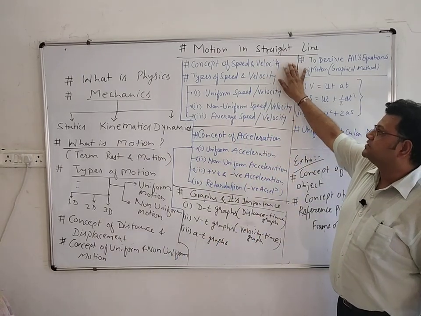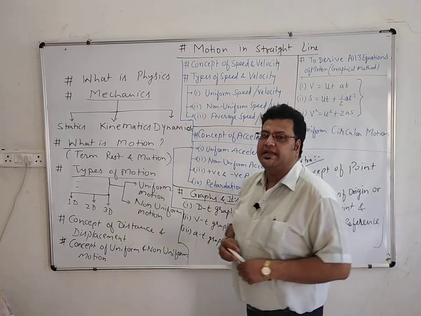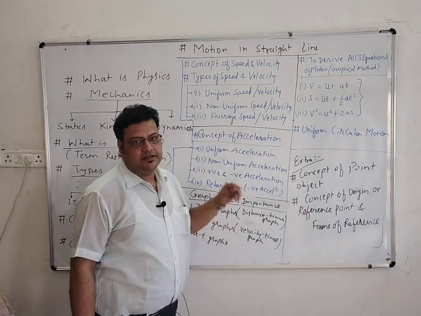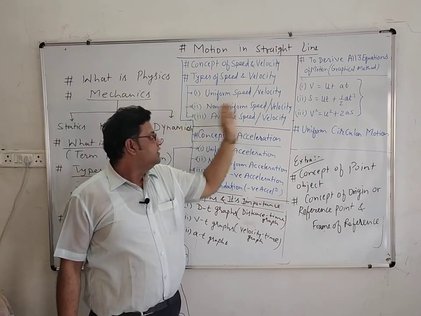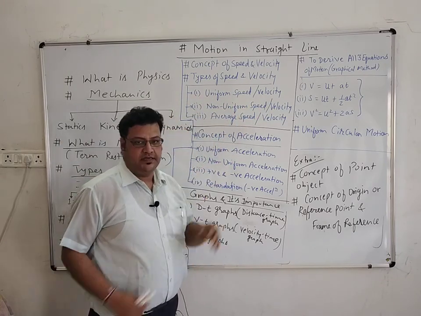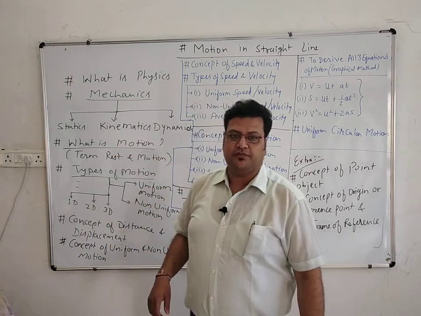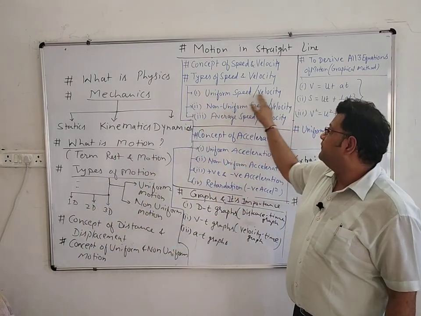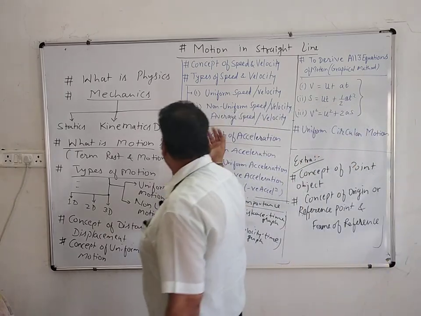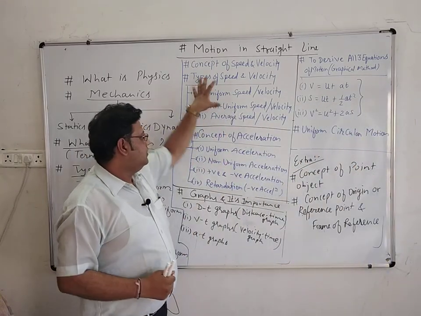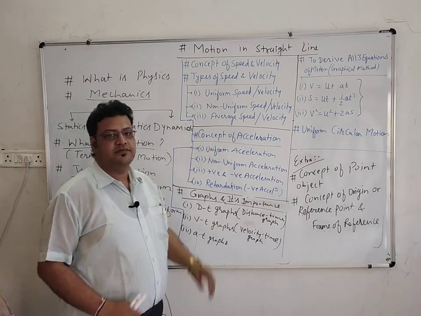Just after that, the concept of speed and velocity. Then the types of speed and velocity. There are so many types of speed and velocity. For example, uniform speed, non-uniform speed, average speed. Similarly, for velocity, types of velocity would be uniform velocity, non-uniform velocity and average velocity. Got it? Next, after doing all these things, we'll be starting the concept of acceleration.